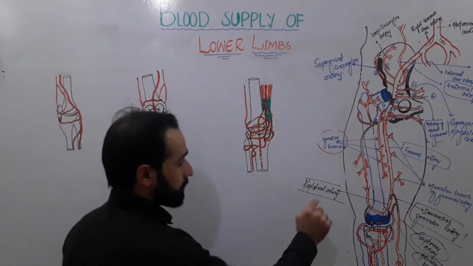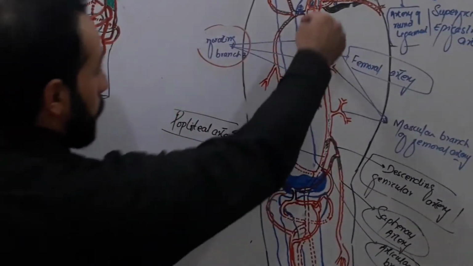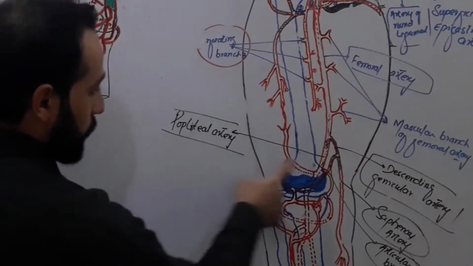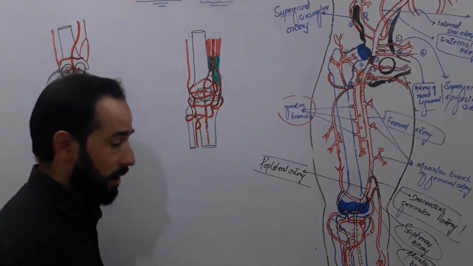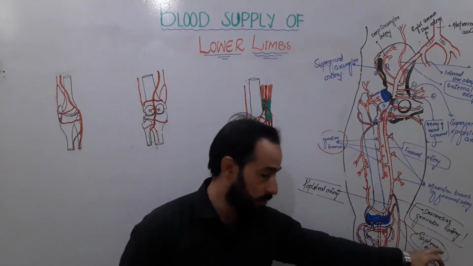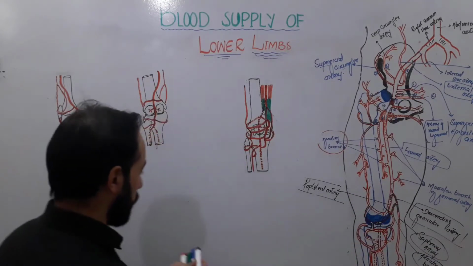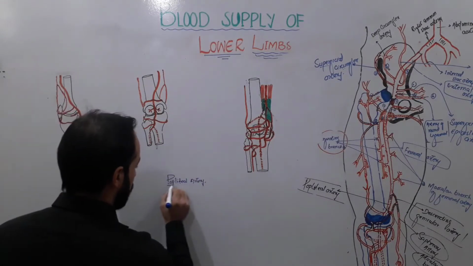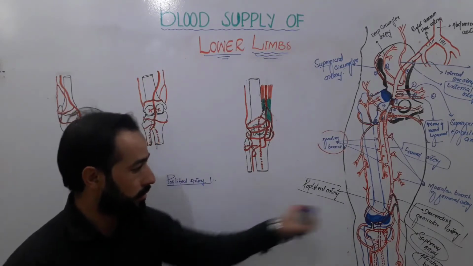So look carefully. As you know, in the previous lecture we said that the femoral artery, moving down, gives two important branches: the popliteal artery and the descending genicular artery. Now our aim is to discuss the branches of the popliteal artery and the descending genicular artery. Then we will complete the blood supply of the knee joint. First we will see the popliteal artery, then we will see the branches of the descending genicular artery also.